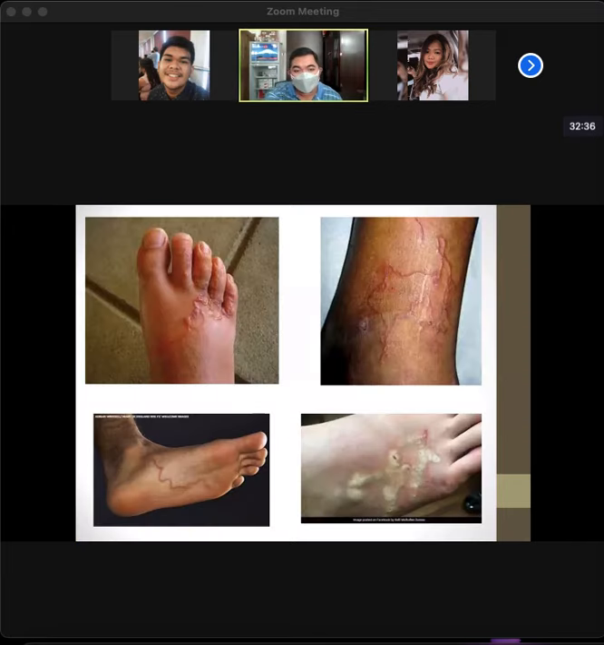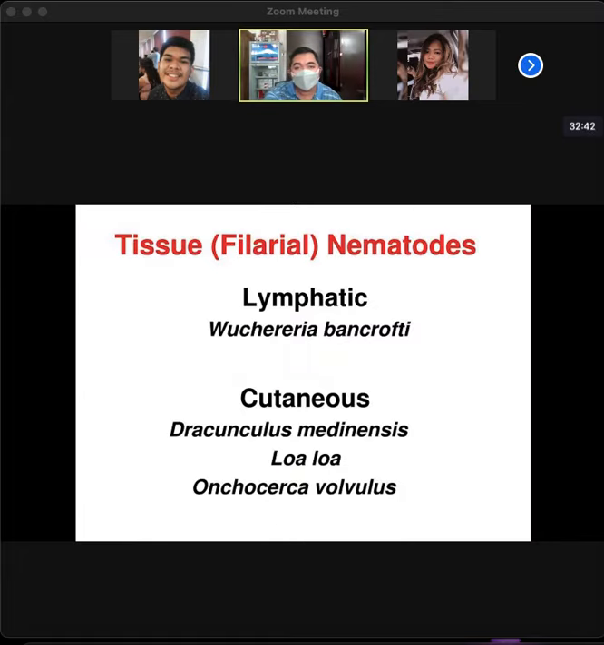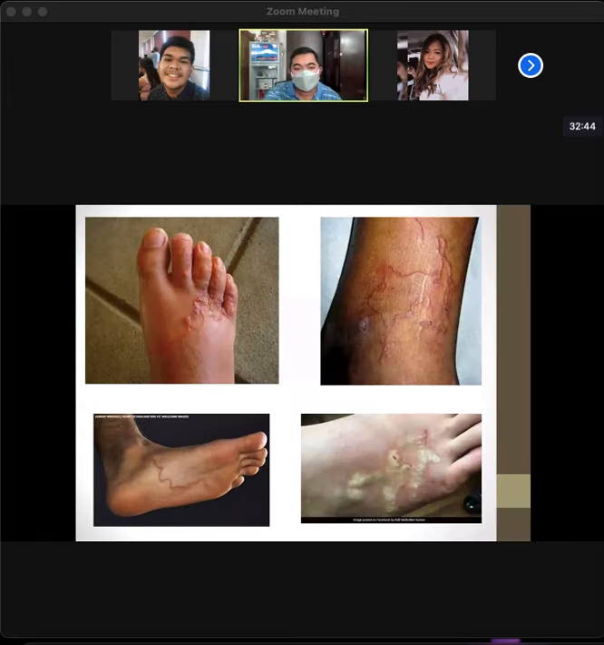As you can see, this is an example. If you see a case like this, you know what to give already. If they ask you what the medication will be, doctor, you can just give albendazole or pyrantel pamoate.